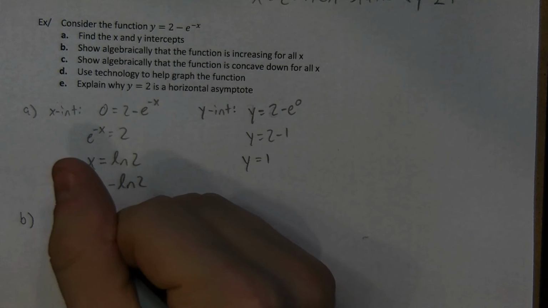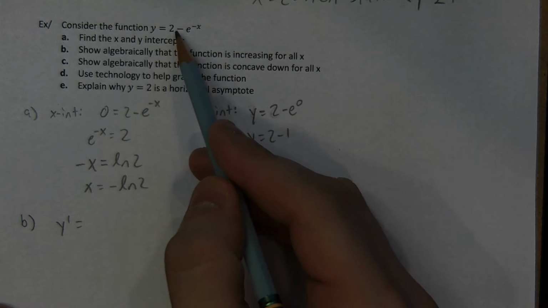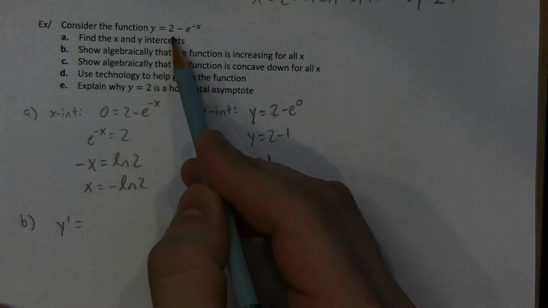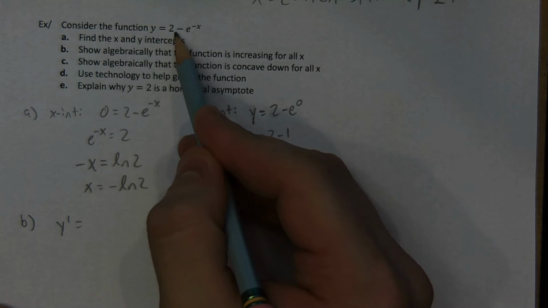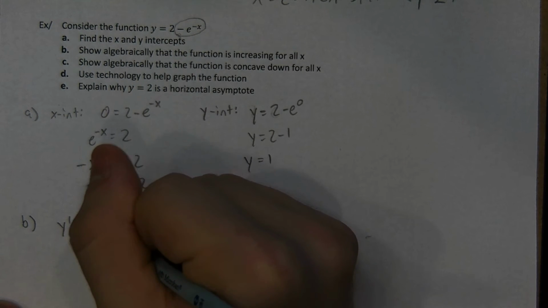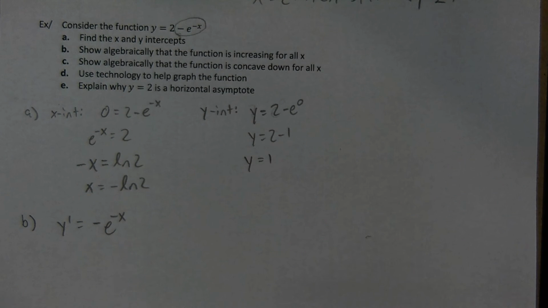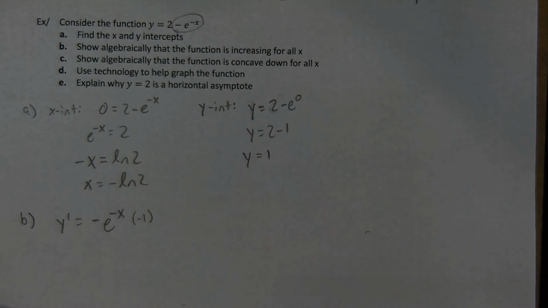B, y prime equals. Well, the derivative, excuse me. The derivative of every constant is 0. So we're not going to worry about that. And so we write, I'm trying to find the derivative of this basically right here. The derivative of every exponential works the same way. You write the original exponential, and then you multiply by the derivative of the exponent, which here happens to be -1. This is the chain rule.